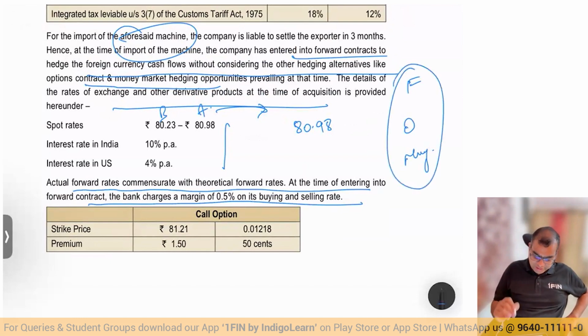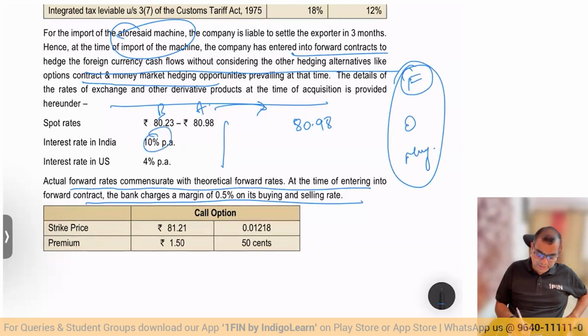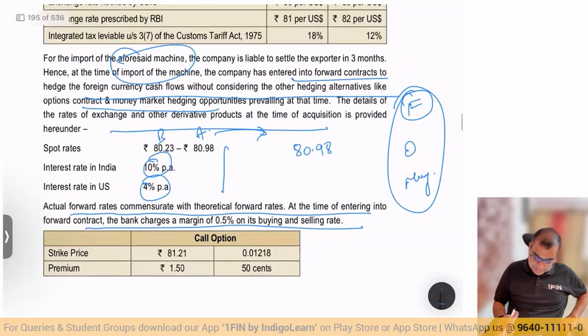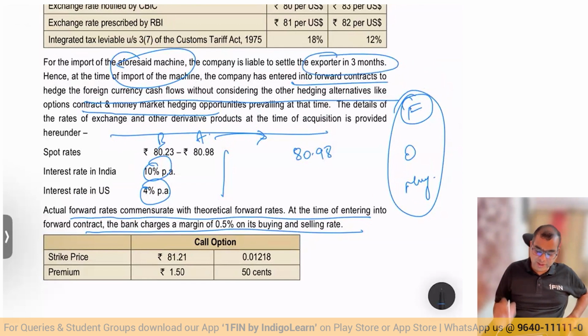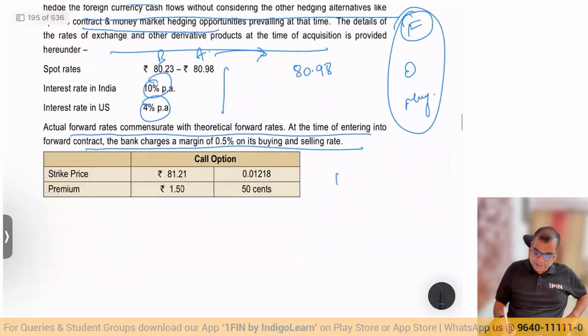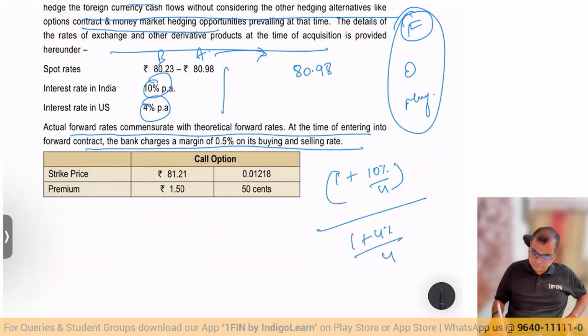So this is one. Now let us look at the easiest one first. Always first finish the easiest one, which is the forward contract. What is a forward contract? Interest rate in India is 10%. Interest rate in US is 4%. So the differential between those two. This is for how much period? 3 months. So 3 months is the differential rate we should be bothered about. So 1 plus 10% by 4, divided by 1 plus 4% by 4. These two will give you the interest differential, or how much the rupee is going to depreciate.